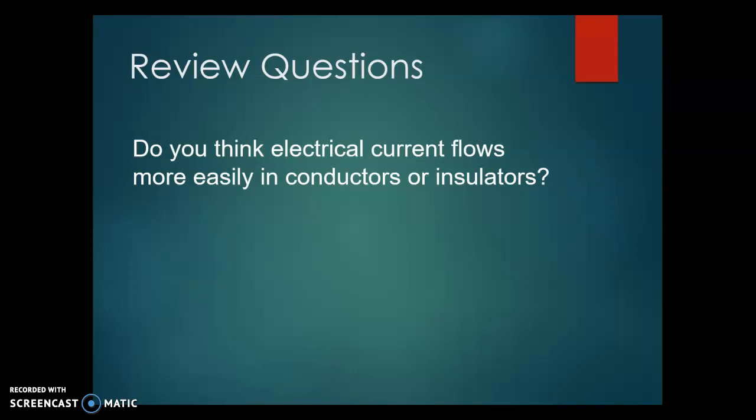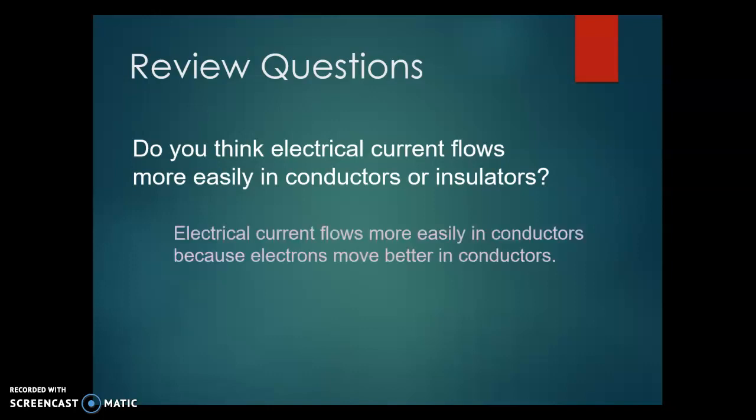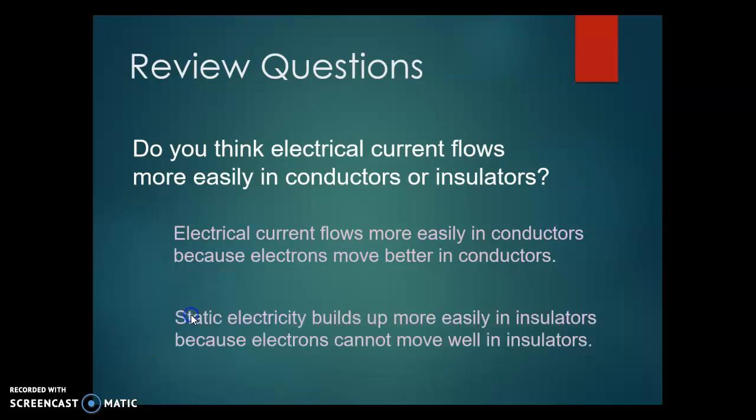Okay, so again, take some time to think about this. Do you think electrical current flows more easily in conductors or insulators? Take a second to think about it. You said conductors, you're right. Electrical current flows more easily in conductors because electrons move better in conductors. Another example is static electricity builds up more easily in insulators because electrons cannot move well in insulators. Okay? So let's go on to more review questions.